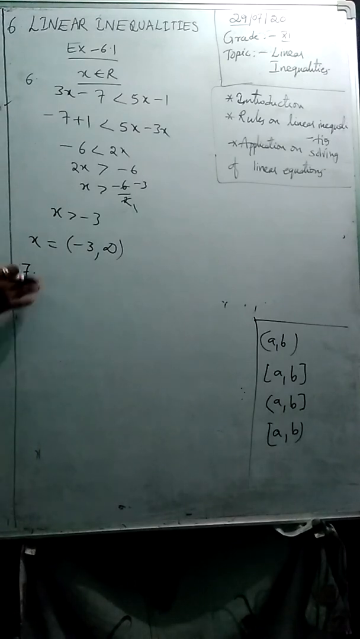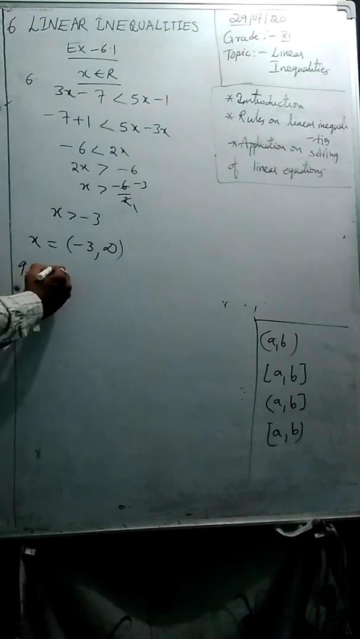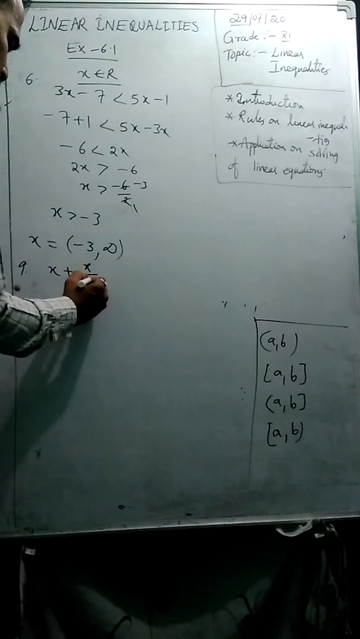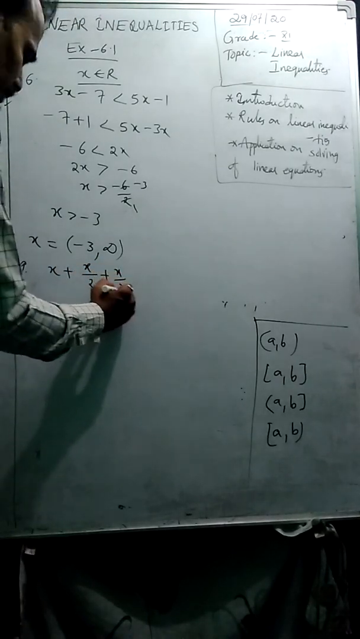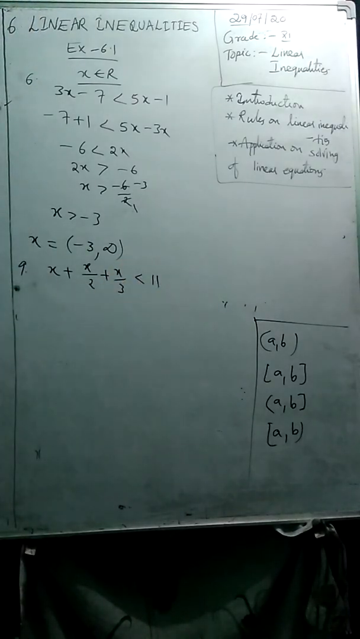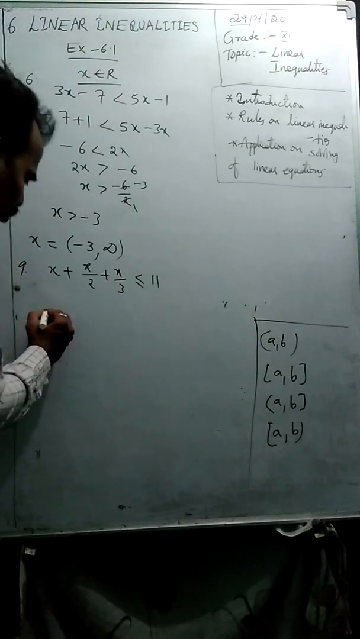Let us discuss one more problem. The ninth one is given: x plus x by 2 plus x by 3 less than or equal to 11.